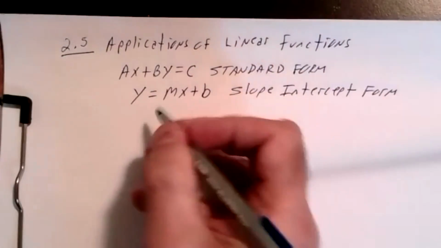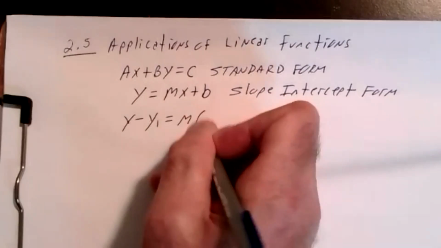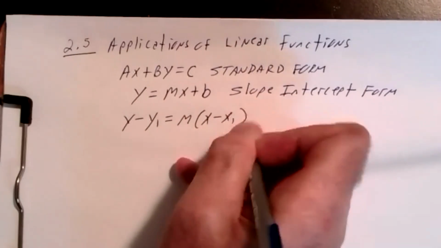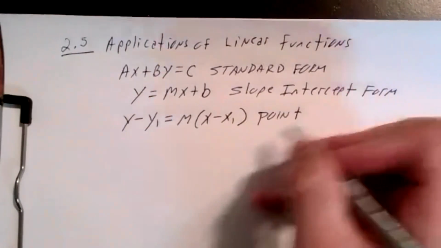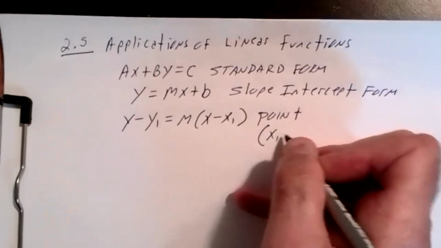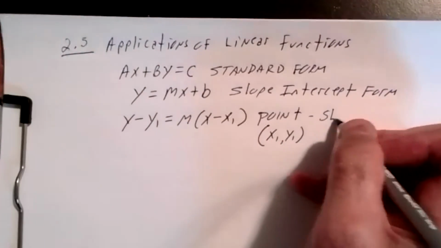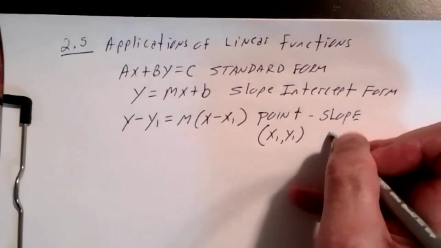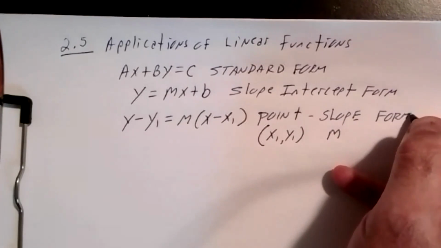Ladies and gentlemen, there's another form for linear equations that's right here. It's called point-slope form. It's called point because they give you a point on a line, which is x sub 1, y sub 1. It can be read right off from the equation. And it's called point-slope form because they also give you the slope m. That's called point-slope form.